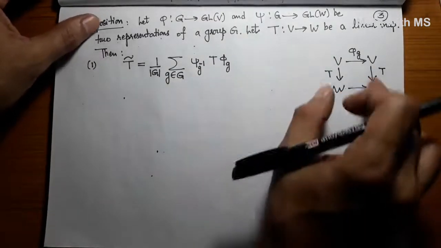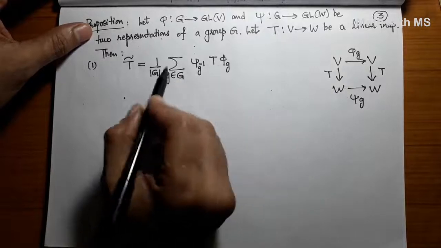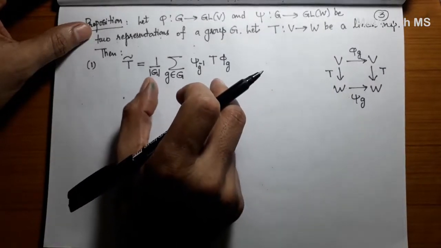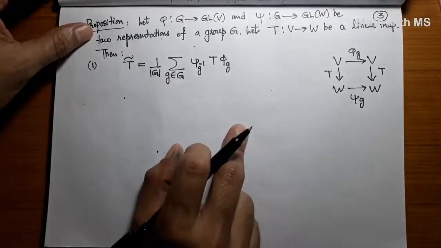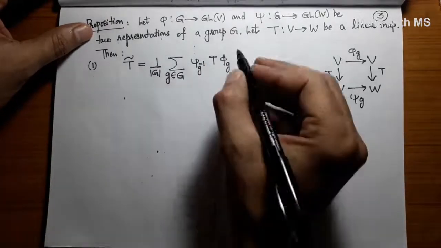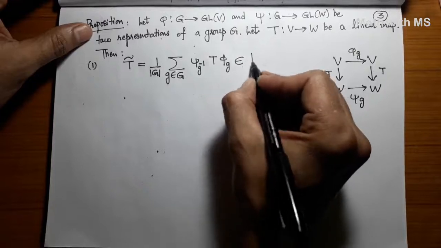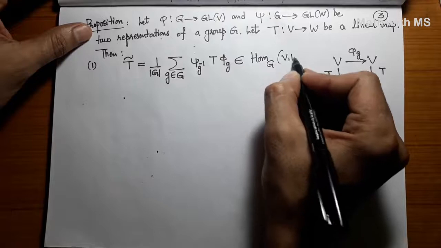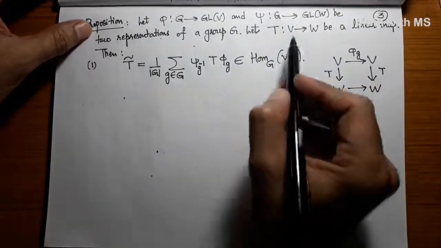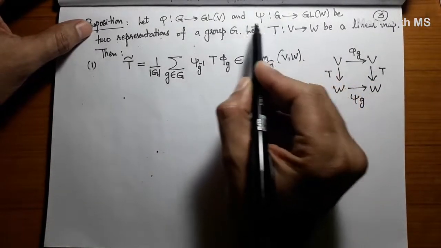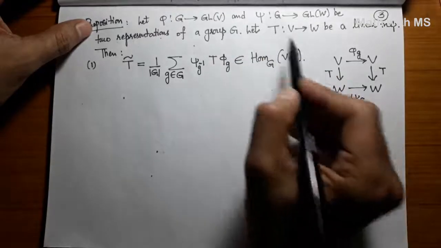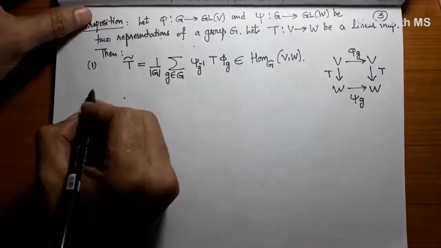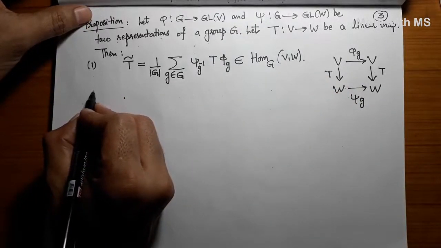Alright, so take this sum over group elements and you get a nice linear map, of course, from V to W. What kind of linear map is this? It turns out that this is a morphism. This is in Hom_G(V, W). So any linear map from the representation space of one group to another, you can actually transform by this averaging process into a morphism. This is the meaning here.